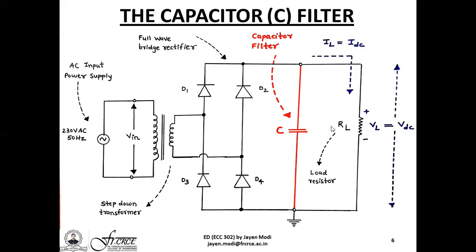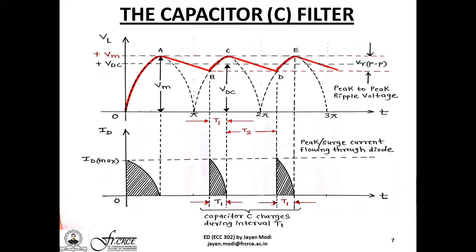The only drawback of the capacitor filter was during every charging cycle given by T1, it would draw a very heavy current through the PN junction diodes. This is due to the fact that the capacitor C charges almost rapidly, giving rise to a peak or the surge current flowing through the diode.